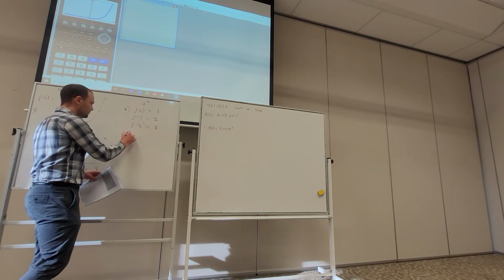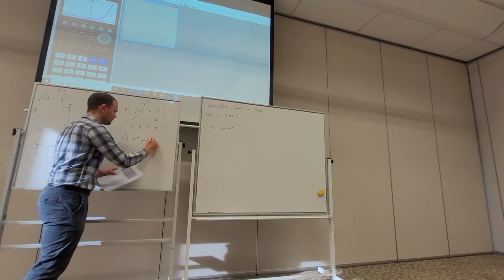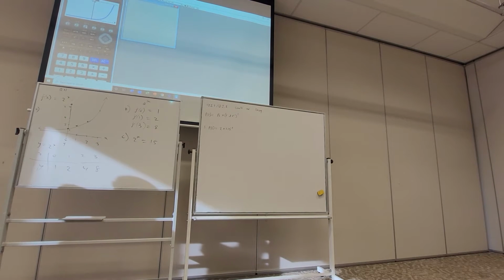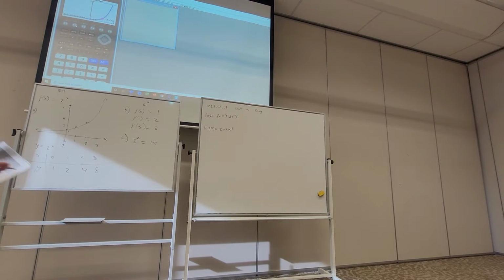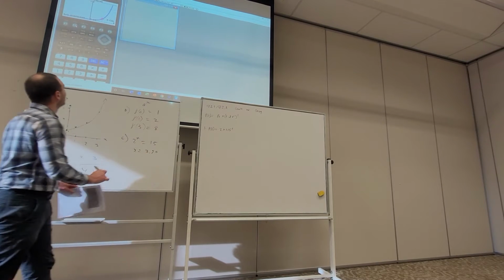Part C, use technology to solve 2 to the power of x equals 15. On here, we're going to do a G-Solve. We're trying to solve for x. G-Solve, x calc. We're trying to solve for x when the value of y is 15. We're saying, what's the value of x when y is 15? And I've got 3.906.